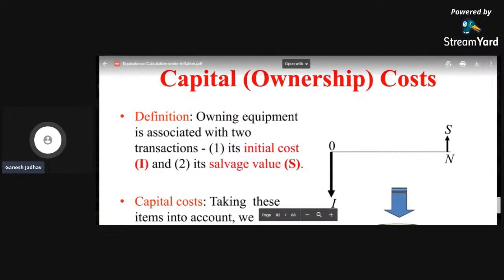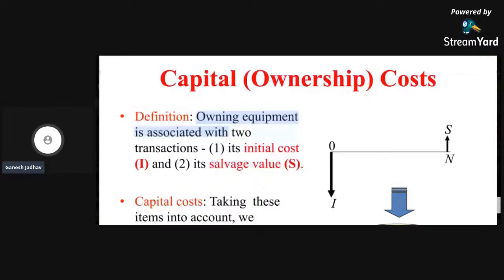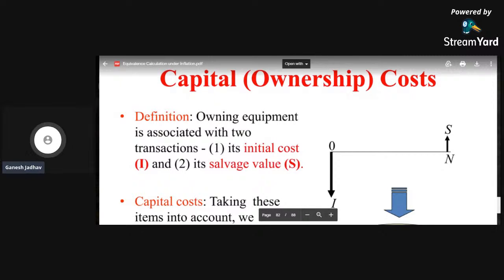The first one is the initial cost and another one is the salvage cost. So this is the owning equipment associated with the two transactions. First is the initial cost, and whatever the salvage value is, that is what you gain from that project, so you can say that this is the salvage value.